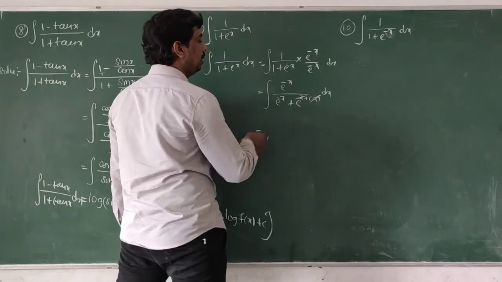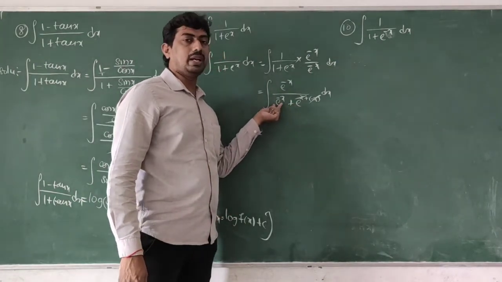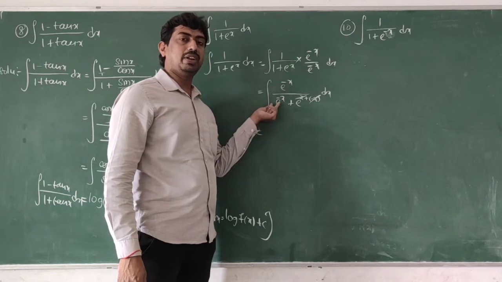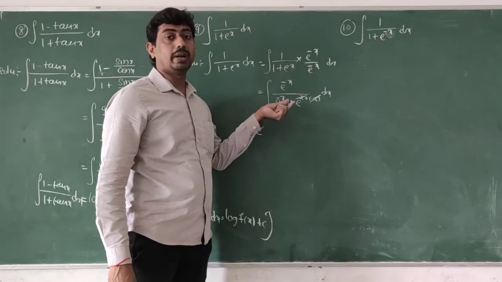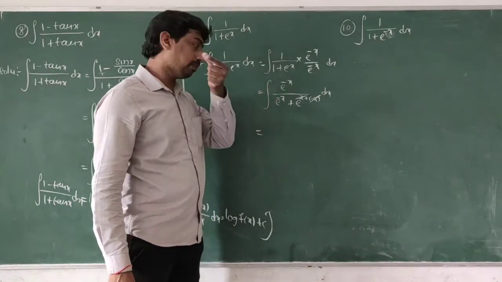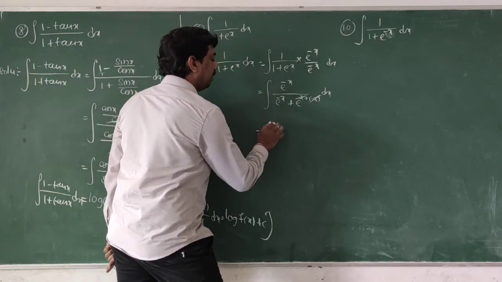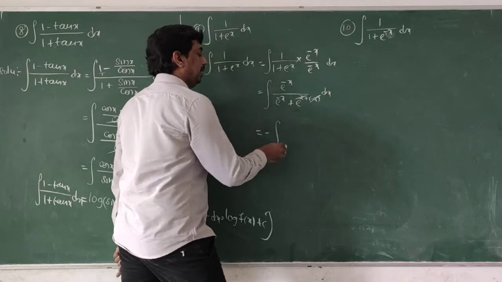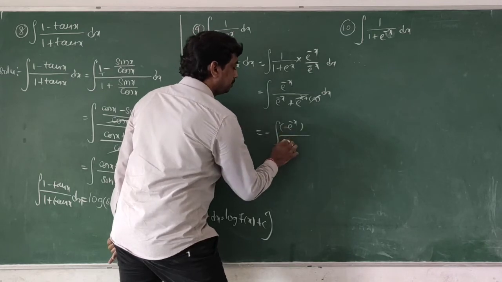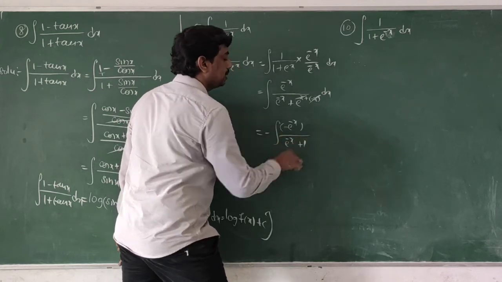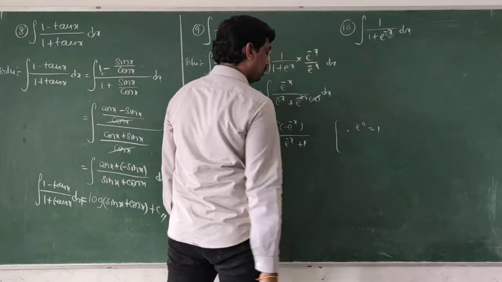Just to verify, if we treat the denominator as f of x, then f of x is 1 plus e power minus x. What is its derivative? The derivative of 1 is 0, and the derivative of e power minus x is e power minus x into minus 1, that means minus e power minus x. But here it is plus. That's why, in order to get f dash x, we take minus of minus e power minus x by e power minus x plus 1, since e power 0 equals 1.